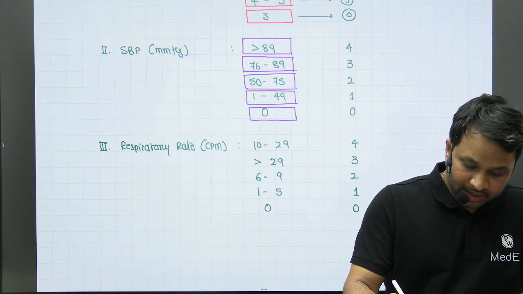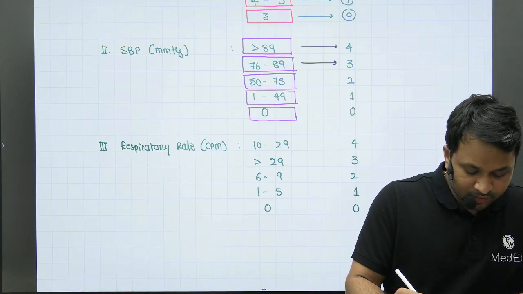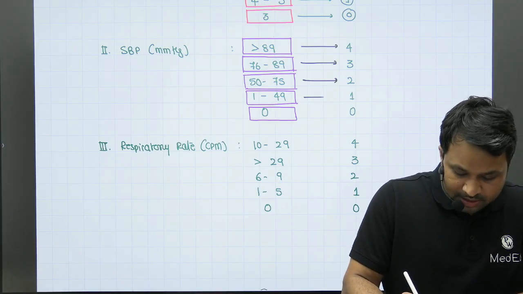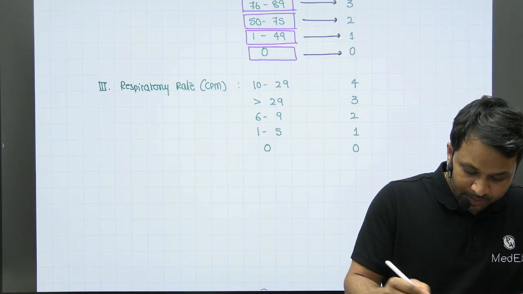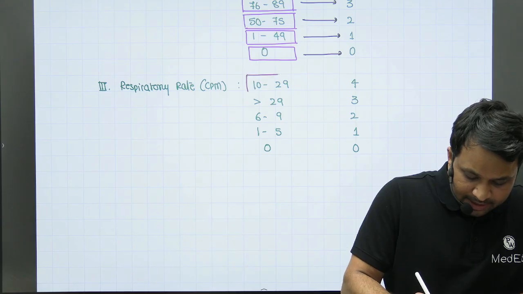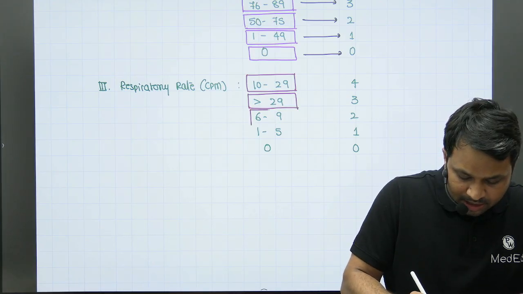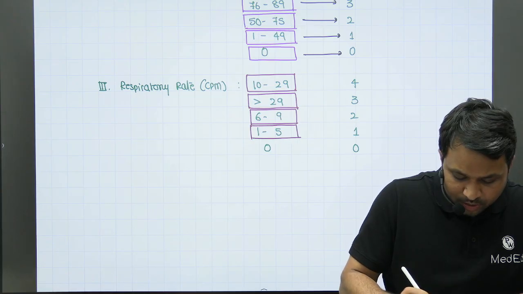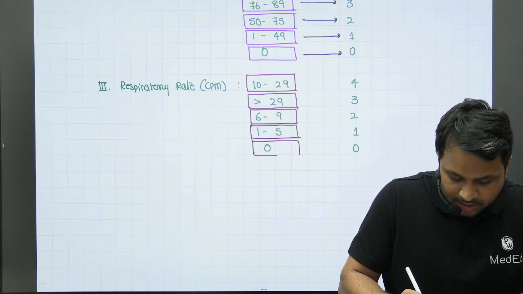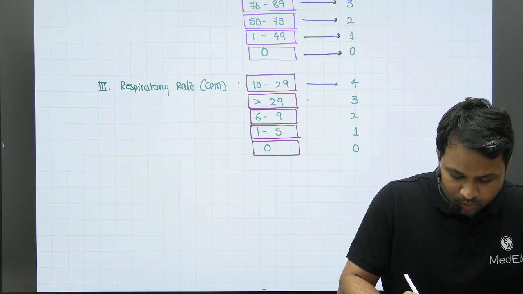All these are going to point towards the possible outcome of the patient that you're looking at. If the respiratory rate is 10 to 29, we say it is fine. More than 29, obviously there is tachypnea and labored breathing causing carbon dioxide washout. 6 to 9 is going to be bradypnea, which causes retention of carbon dioxide. So either way, these are poor prognostic factors.